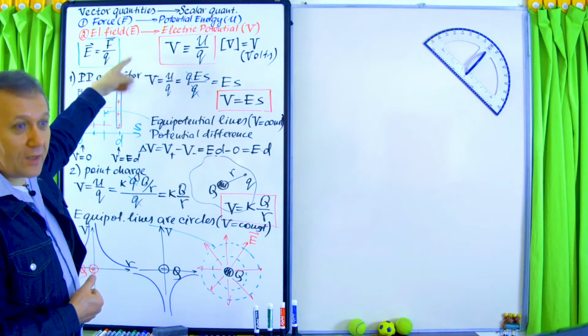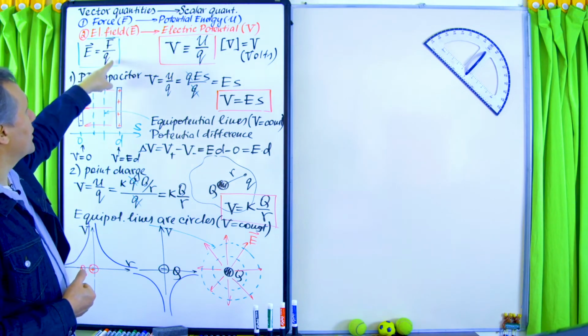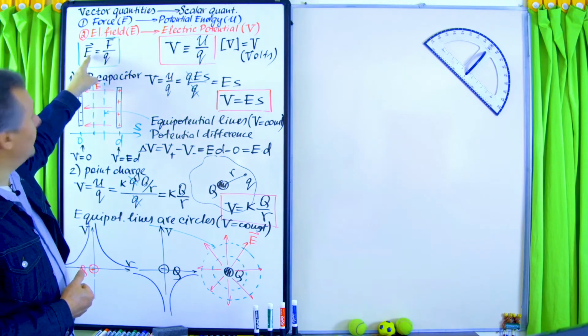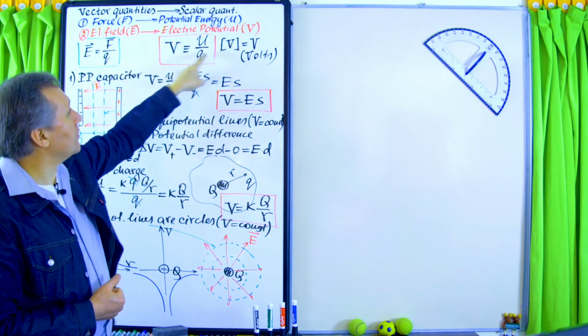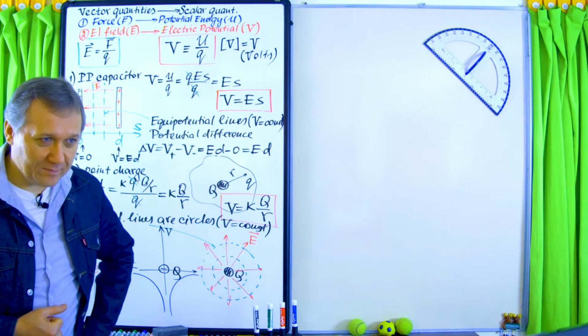You remember in the past when we wanted to find the force if a charge is exposed to an electric field, we would just solve it for F. F equals QE. Now U equals Q times V.